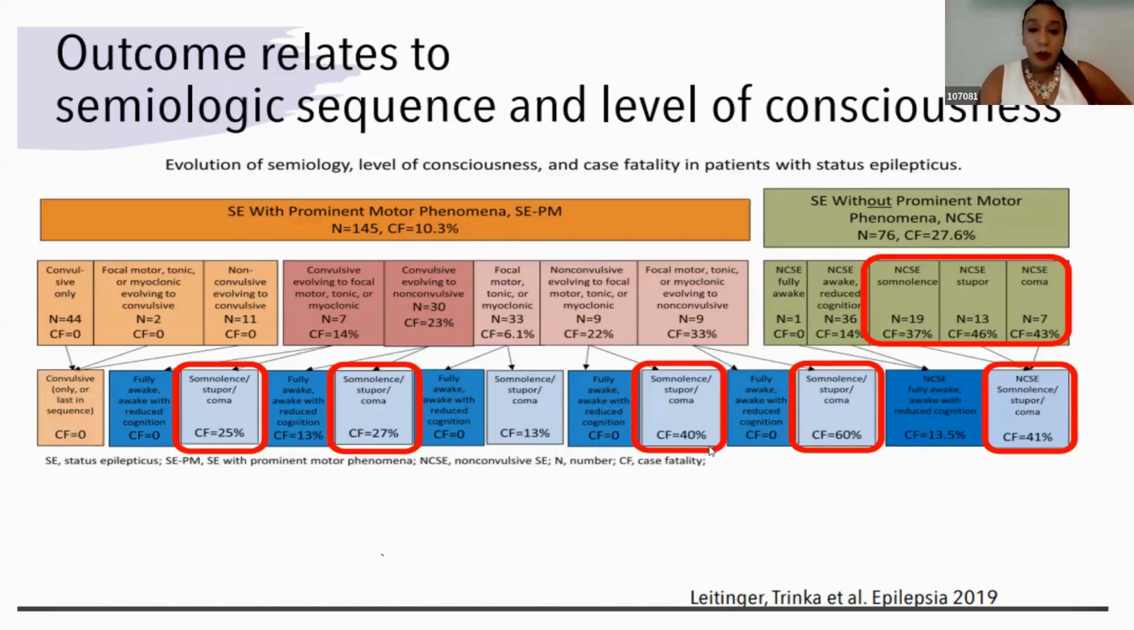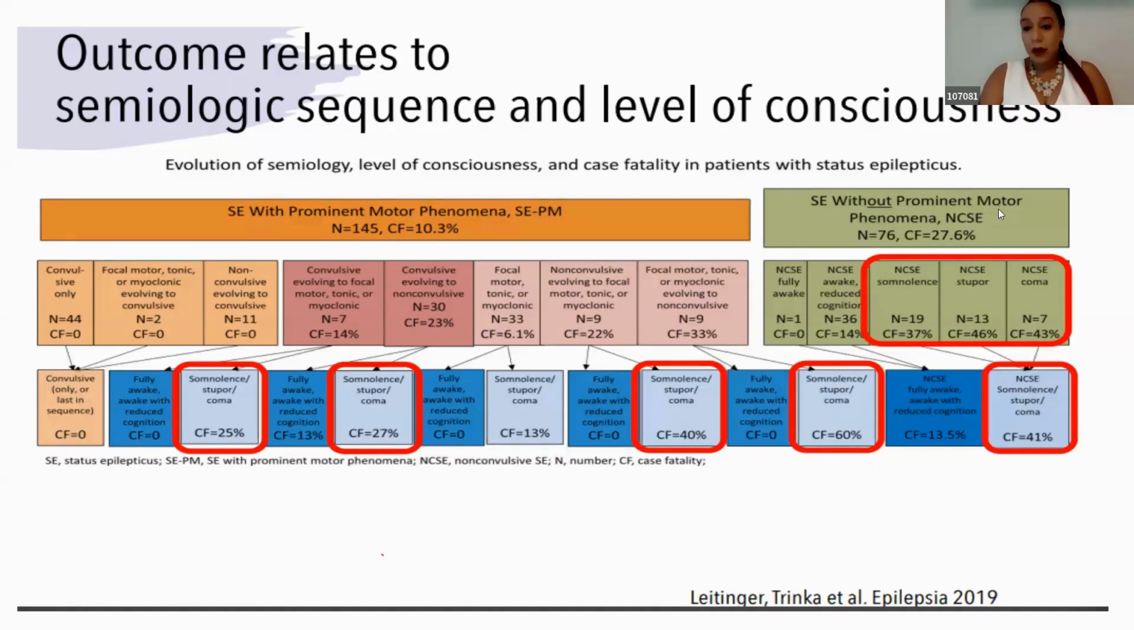Here it shows us there's 40% in those who come in with non-convulsive. It evolves to focal motor tonic or myoclonic. And if they go to somnolence, it goes up to 40%, where if they were fully awake with reduced consciousness, the case fatality was only 0%. That's huge.